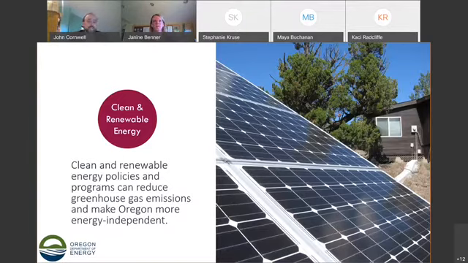So addressing this challenge will take a range of policies and actions on both the supply side, for example, actions related to how we generate and transport energy, as well as actions on the demand side, for example, how we can use energy more efficiently. And the Biennial Energy Report has a lot of great information on a whole range of topics related to this. But today I'm going to talk specifically about two topics related to clean and renewable energy that can help reduce greenhouse gas emissions and make Oregon more energy independent going forward.